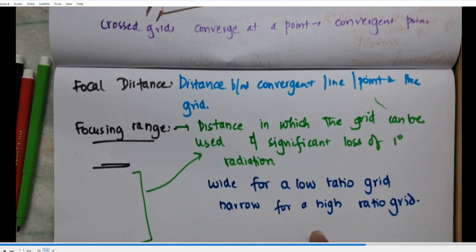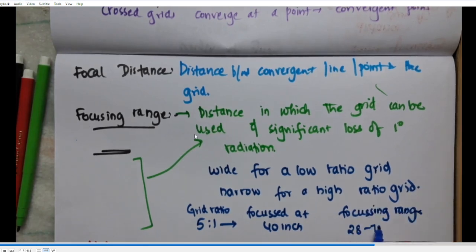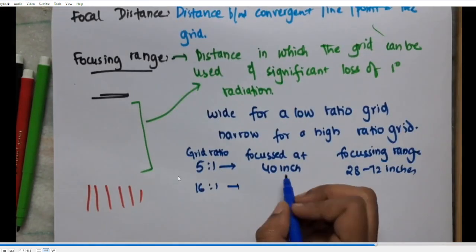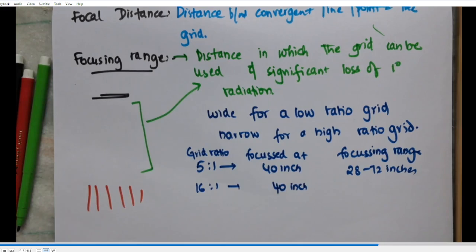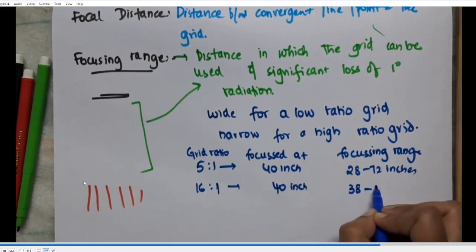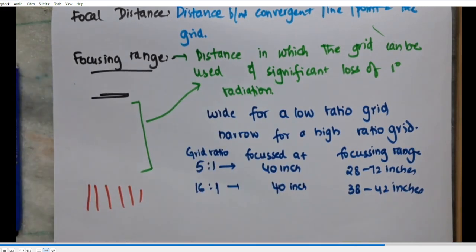For example, a 5:1 grid focused at 40 inches has a focusing range of 28 to 72 inches, whereas a 16:1 grid focused at 40 inches has a focusing range of around 38 to 42 inches. These focusing ranges are also indicated on the top of the grids by the manufacturers.